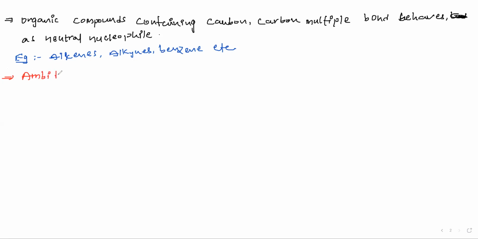Ambident nucleophile. We completed the charged nucleophile and neutral nucleophile. Now we are going to discuss ambident nucleophile. An ambident nucleophile is nothing but a species having two nucleophile centers.